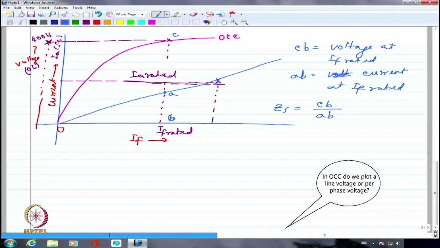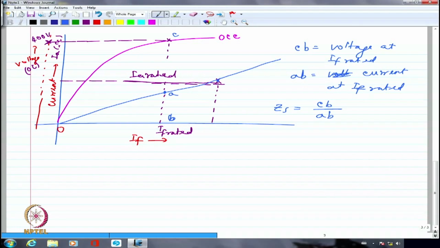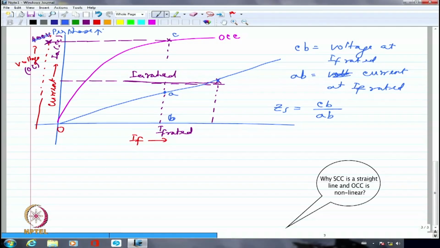Armature line to line. I can always say, okay, let me draw this per phase rather than this. If it is star or delta, if I measure the current also, phase current, and voltage also per phase voltage, I can measure both per phase.